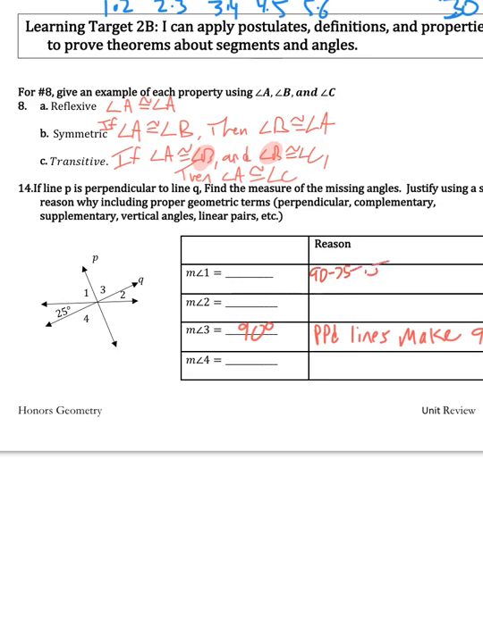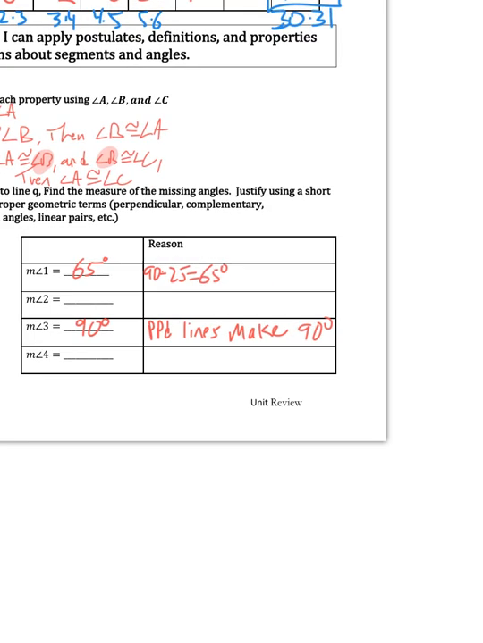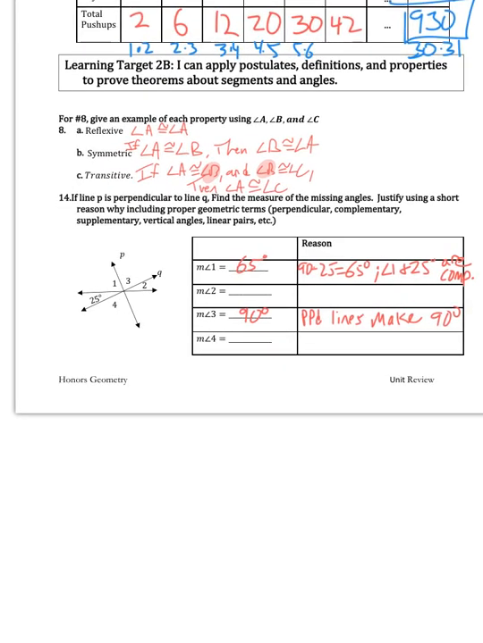Sorry, why am I saying 75? Let's go 25. 90 minus 25 is 65. Okay? So this is 65 because angle 1 and the 25-degree angle are complementary. So that could be a reason, something along that line. So angle 1 is complementary to that angle 25 because P and Q are right angles.